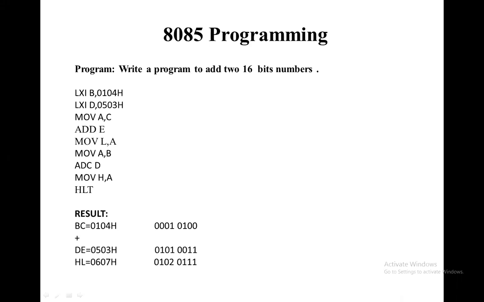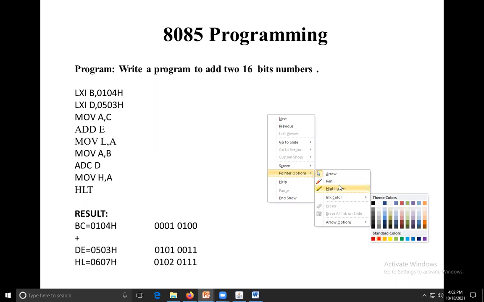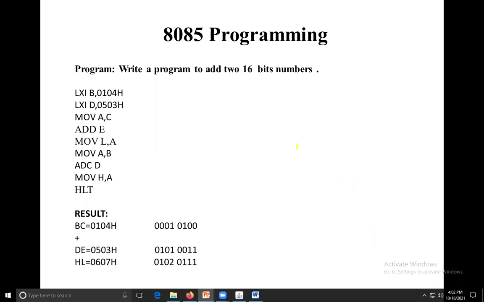So this is our program: write a program to add two 16-bit numbers. For 8-bit, what do we use? For 8-bit you use the instruction MVI, which stores 8-bit data. But here we have to use LXI, which loads 16-bit data. For example, LXI B 0104.